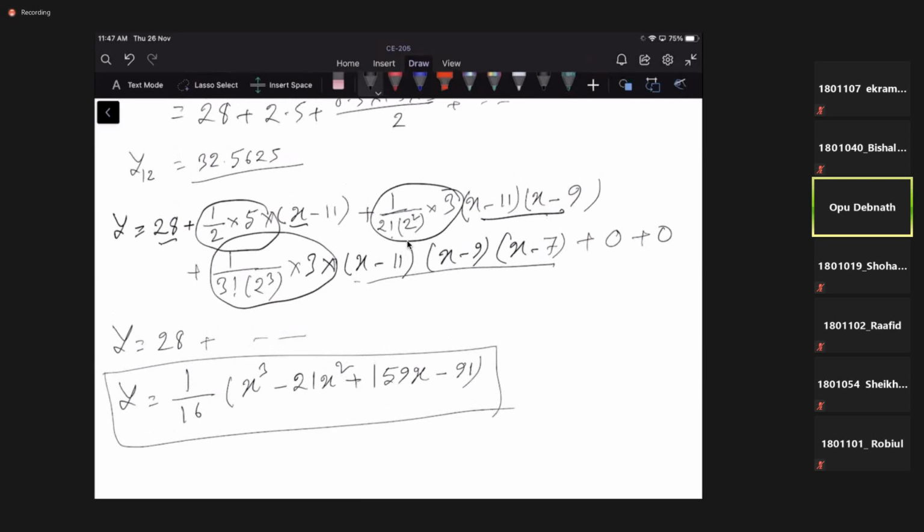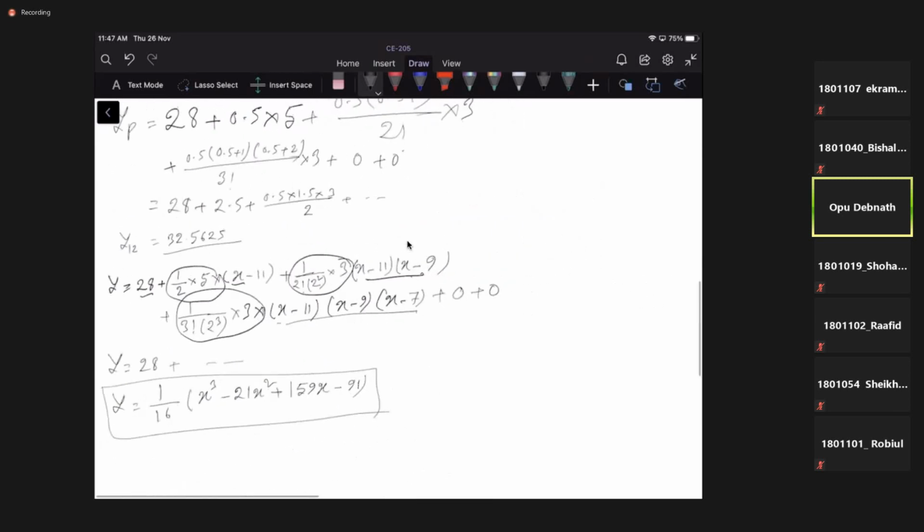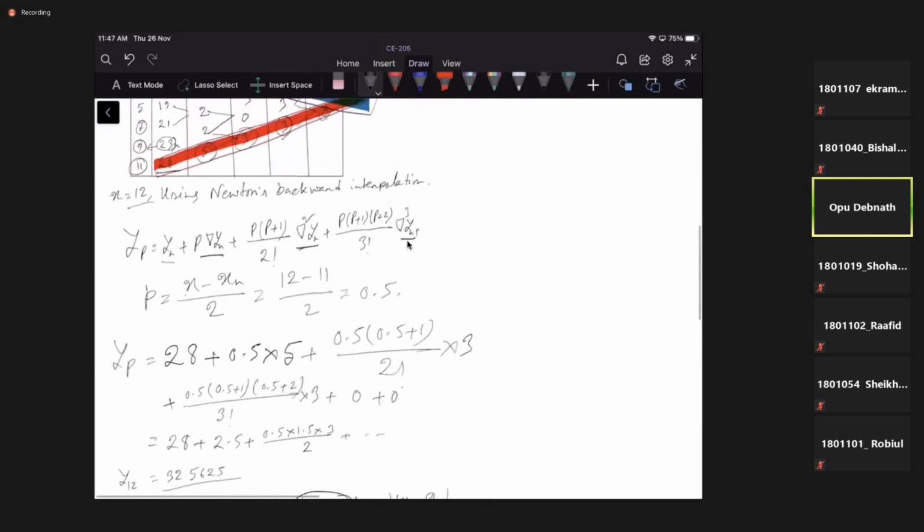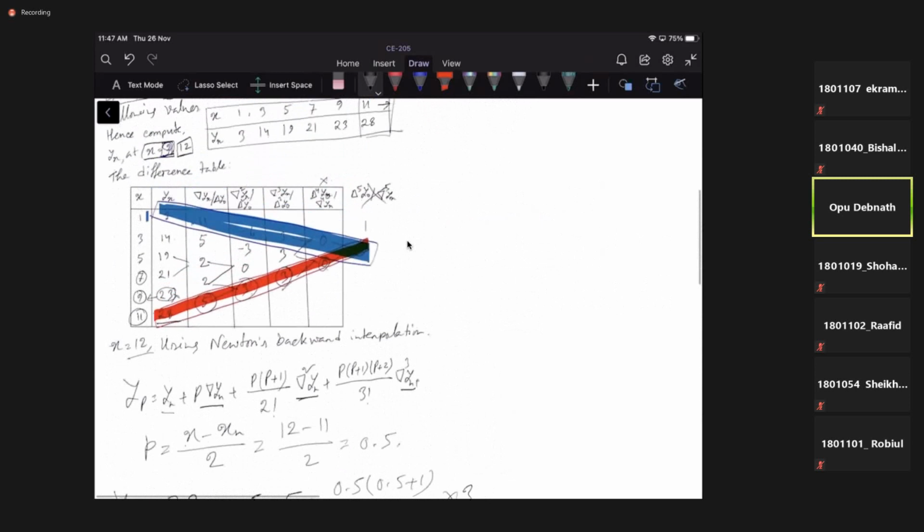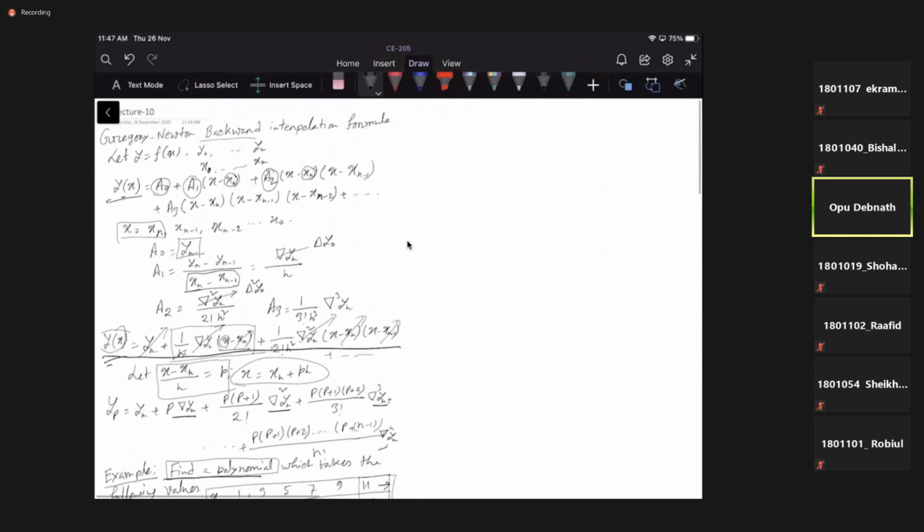The same equation can be developed from the forward interpolation formula, and I think you will get the same equation. So this is a brief summary of the Gregory-Newton backward interpolation formula. If you have any question relevant to this lecture, the floor is now open.